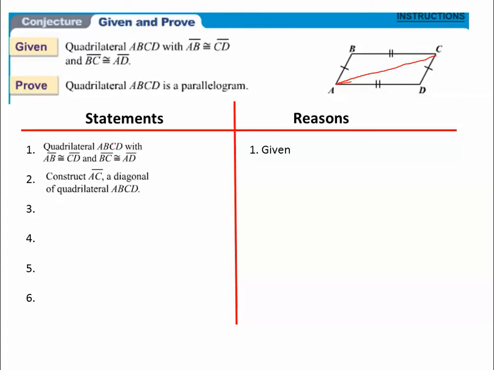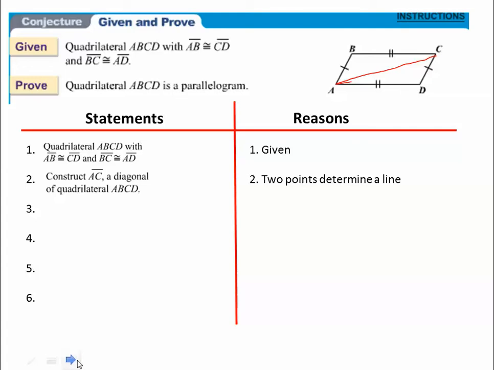It says construct segment AC, a diagonal of quadrilateral ABCD. And then you think, well, what is the reason that we can do that? Because two points determine a line. That's like one of our undefined terms at the very beginning of the semester. Okay, so what's going to be next?